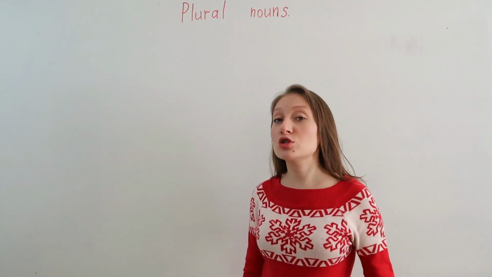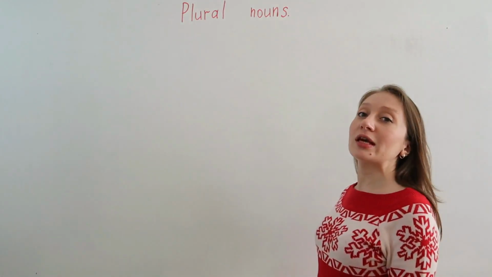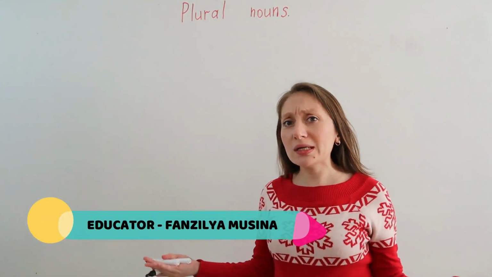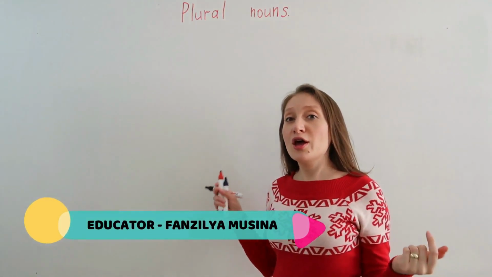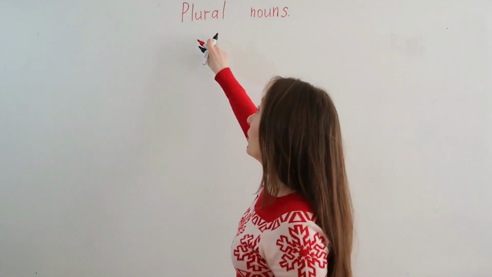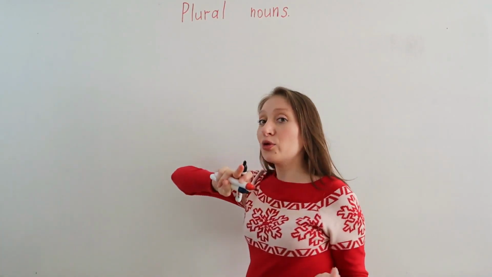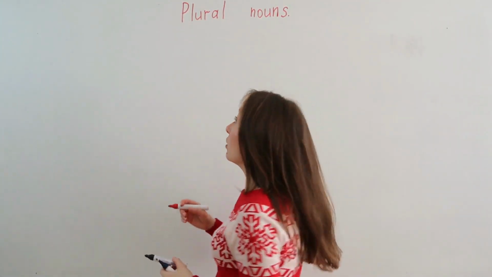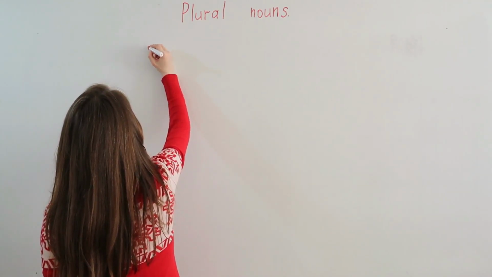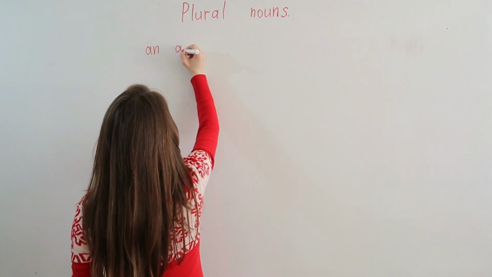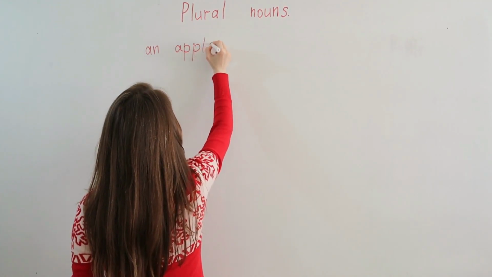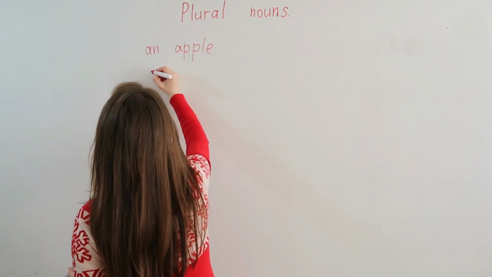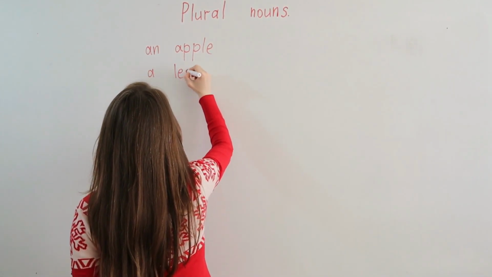So what are we going to talk about today? As you can see, we are going to talk about plural nouns. So what is it? Plural nouns. Before explaining the plural form of the nouns, I'm going to talk about the singular form of the nouns. For example, all of you know the word apple, right? I will write an apple. Or we can write another fruit name, a lemon.